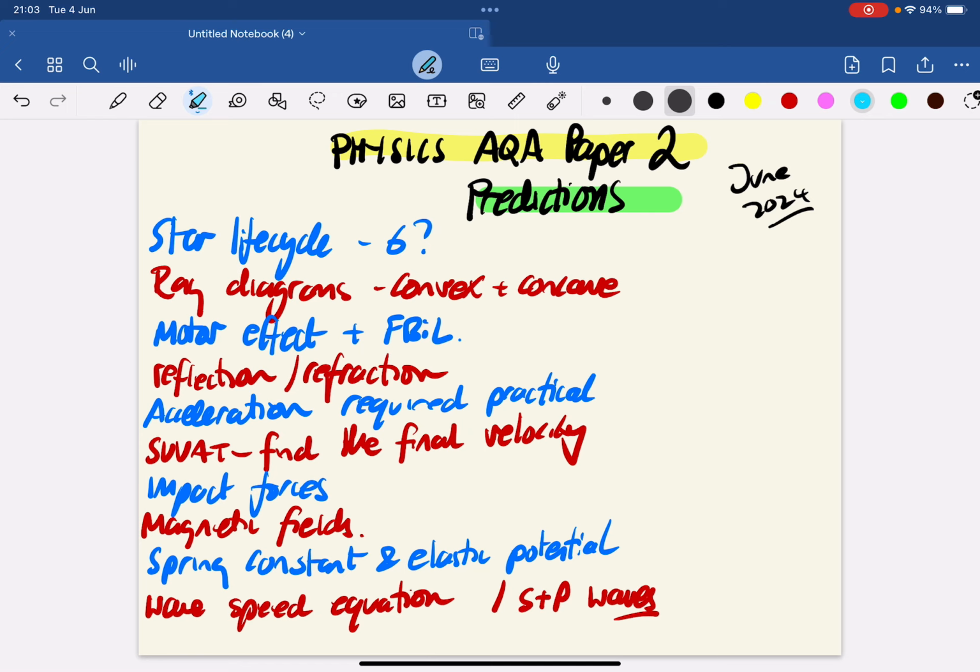So looking at your magnetic flux density, make sure you're happy with that equation and you can rearrange it. So reflection and refraction potentially is going to appear. It might simply be looking at some secondary data, or it might be more of a methodology type question for you to be able to answer.